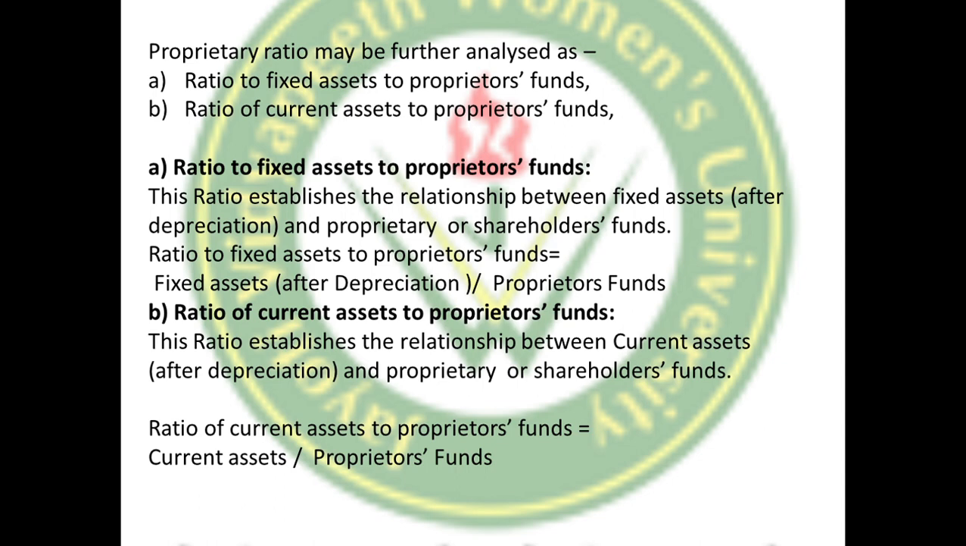First we will discuss the ratio of fixed assets to proprietary fund. This ratio establishes the relation between fixed assets and proprietor's fund or shareholders' fund. The formula to calculate this ratio is fixed assets divided by proprietor's fund. From these fixed assets, we have to subtract depreciation.